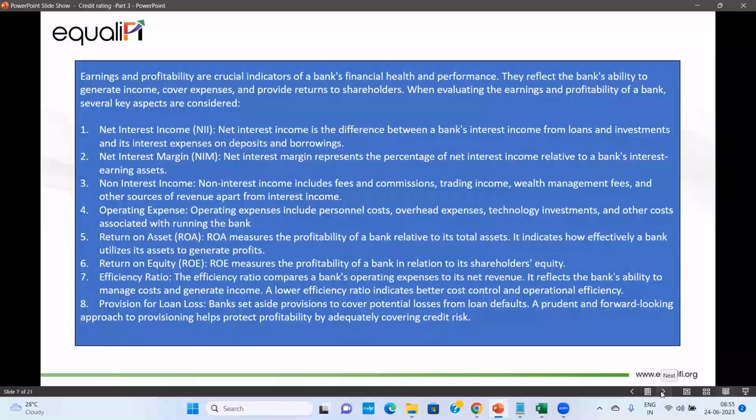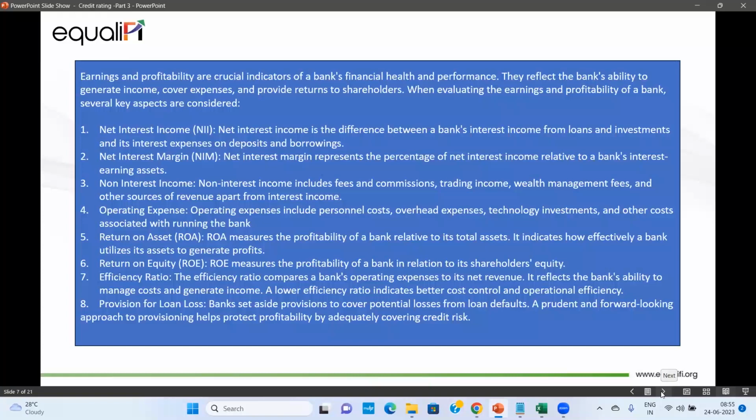Now I'll talk about earnings and profitability, which are crucial indicators of a bank's financial health and performance. They reflect the bank's ability to generate income, to cover expenses, and provide returns to the shareholders. When evaluating the earnings and profitability of the bank, several key aspects are considered. The first key aspect that we consider is net interest income. What is net interest income?